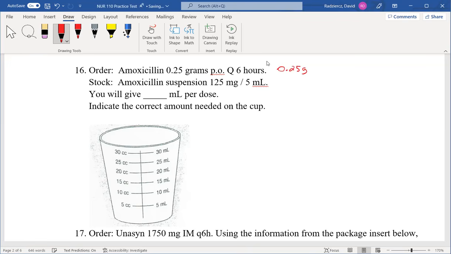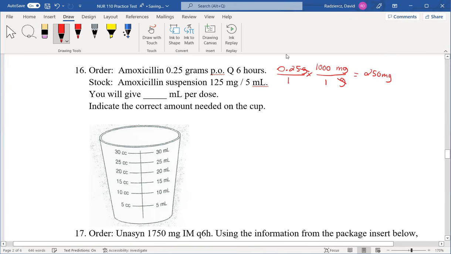0.25 grams. And then I'm going to convert grams to milligrams. We know that there are 1,000 milligrams in 1 gram. And that's how I get 250 milligrams as my order. You could have also converted 125 milligrams into 0.125 grams. So whatever you want to do is fine. You're still going to come up with the same answer.